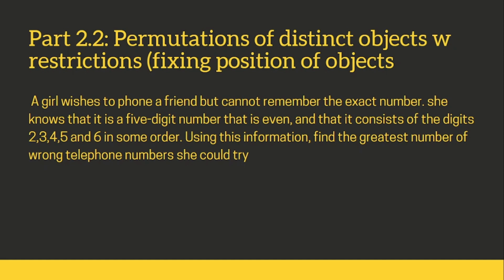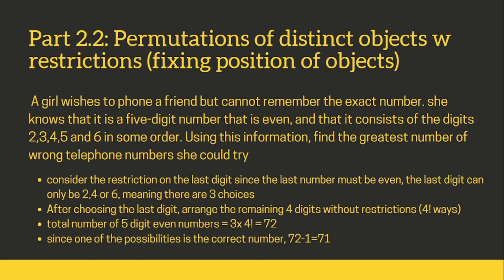So you first have to find the number of telephone numbers she can try. And then, of course, because there is one correct number among this giant bunch of numbers, you have to minus 1 at the end. So, step by step, first consider the restriction on the last digit, since the last number must be even. This means the last digit can only be 2, 4, or 6.